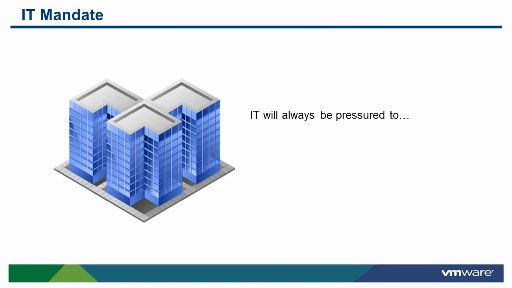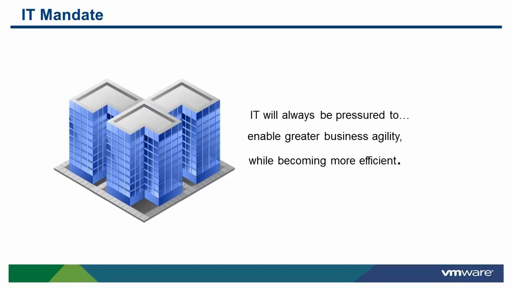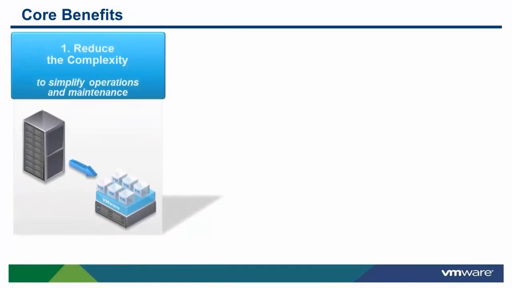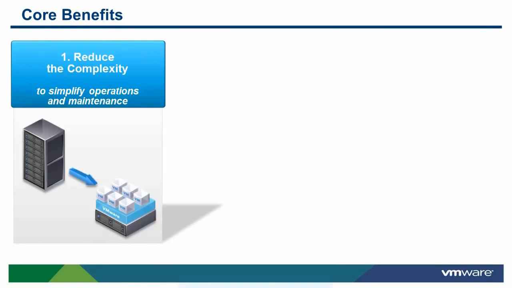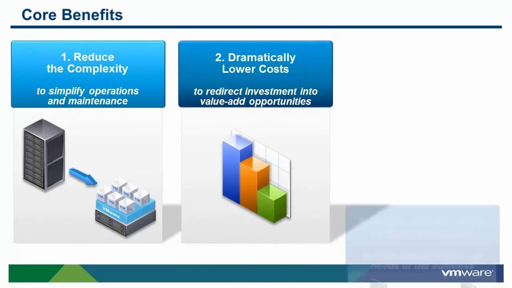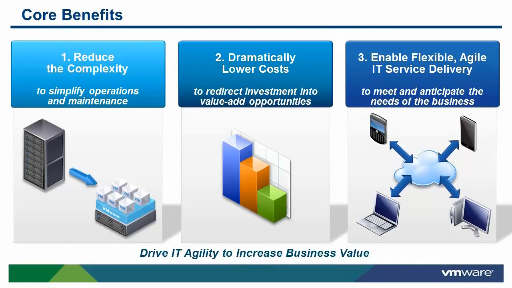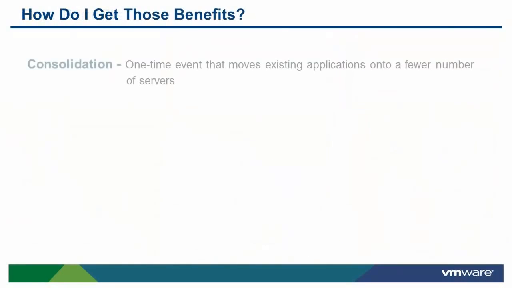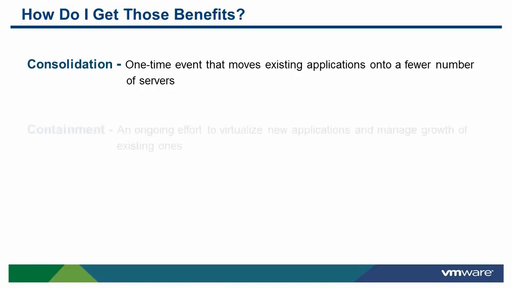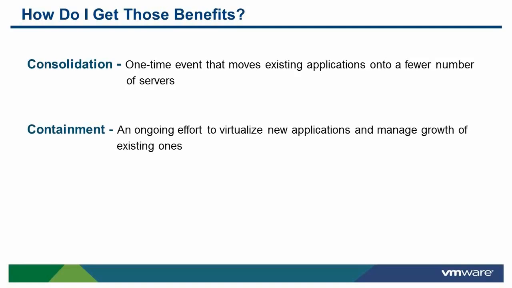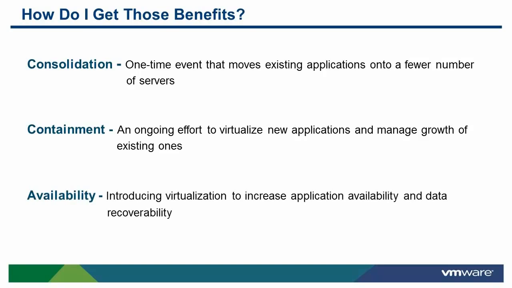So, what's the problem that we're trying to solve? IT has the constant pressure to reduce costs while providing more. The core benefits of virtualization include reducing complexity, dramatically lowering costs, and enabling a flexible, agile IT service delivery. How does this happen? By consolidating many existing servers onto a fewer number of servers, by containing new applications through virtualization and managing the growth of existing ones, and by increasing application availability and data recoverability. We can even save time during disaster recovery.